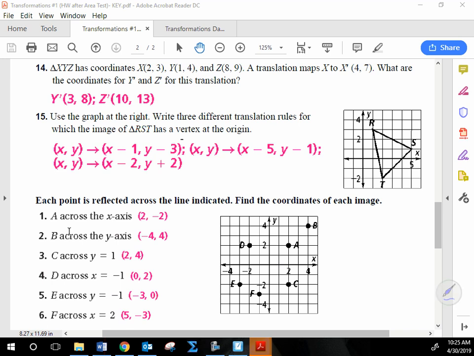So number 1, it says we're going across the x-axis. Here is my x-axis, and it says the point A. The point A is 2 above, so I'm going to go 2 below. So that would be the point 2, -2.